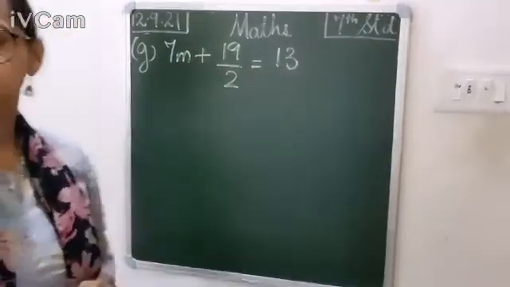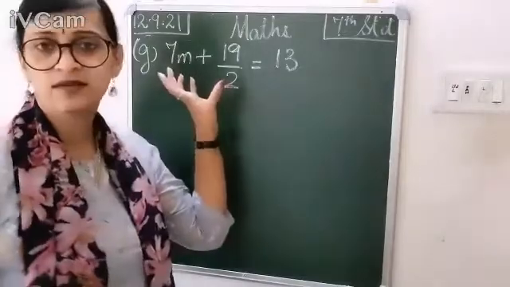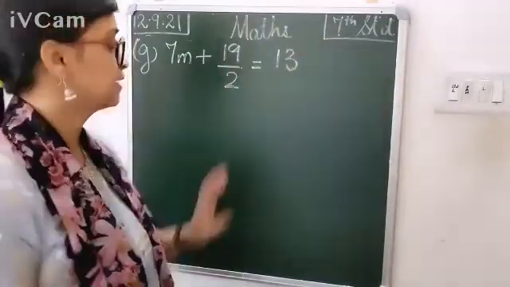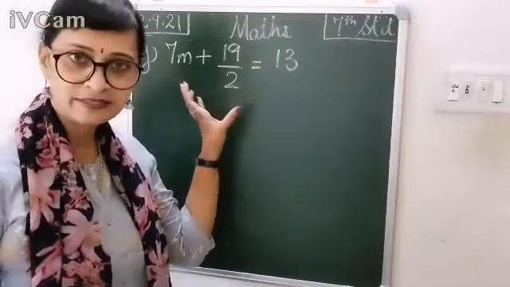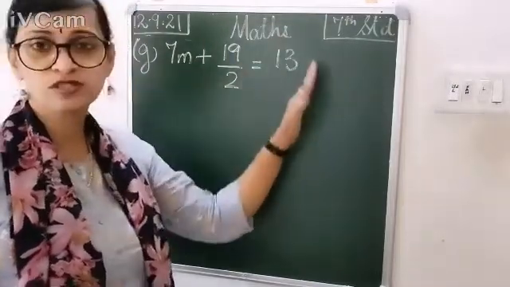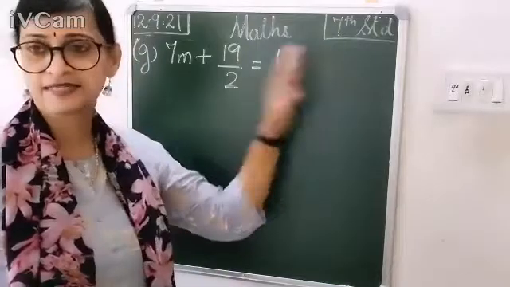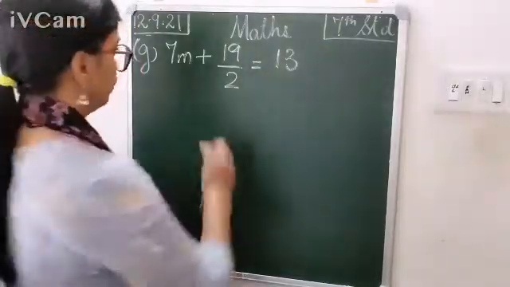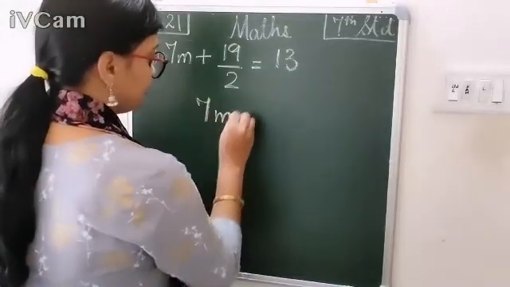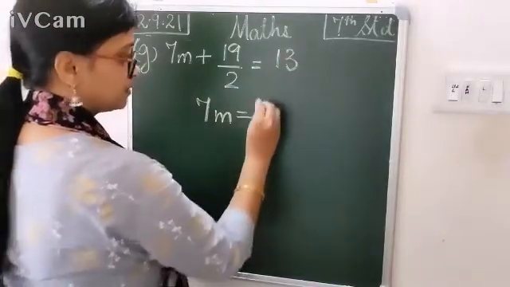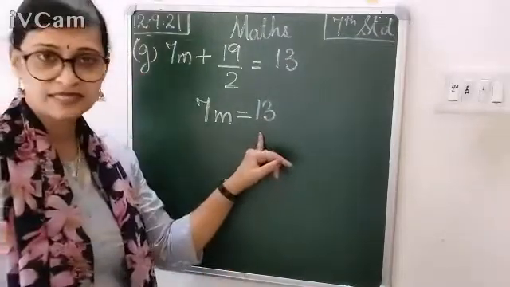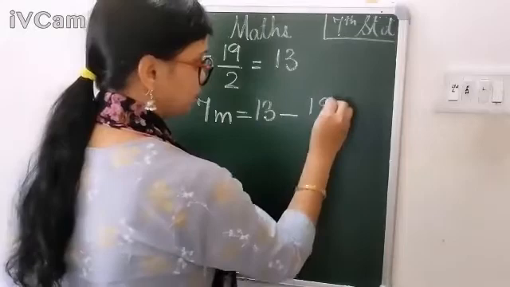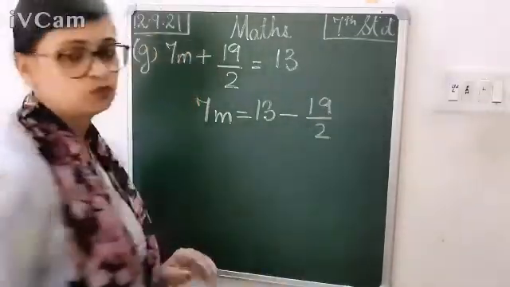Now, what are you going to do? You're going to transpose the fraction 19 by 2 from the left-hand side to the right-hand side. So here you have plus 19 by 2, which means when you transpose this number to the right-hand side, it will become minus 19 by 2. So we will write 7m is equal to, right hand side you already have 13, write the number the same way. Now plus becomes minus 19 divided by 2.